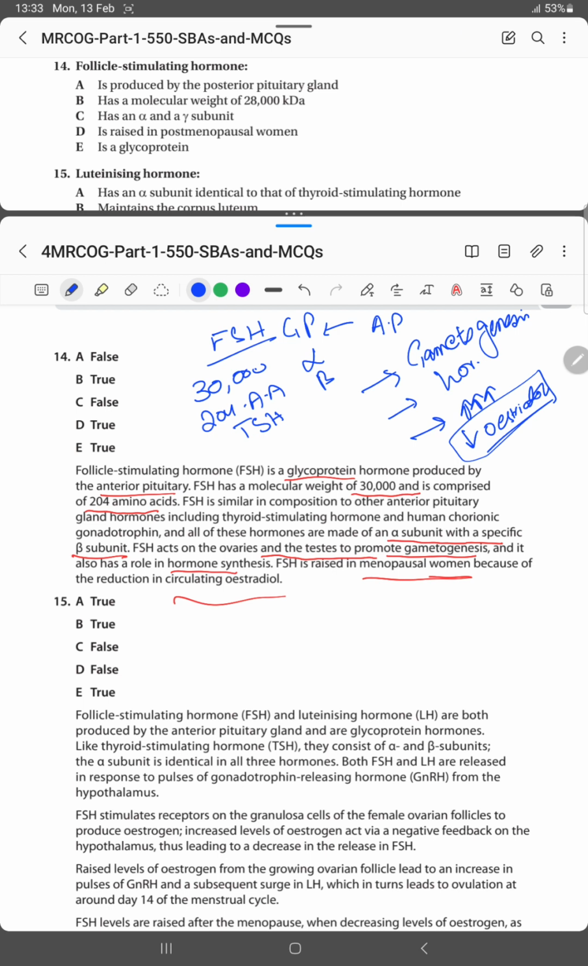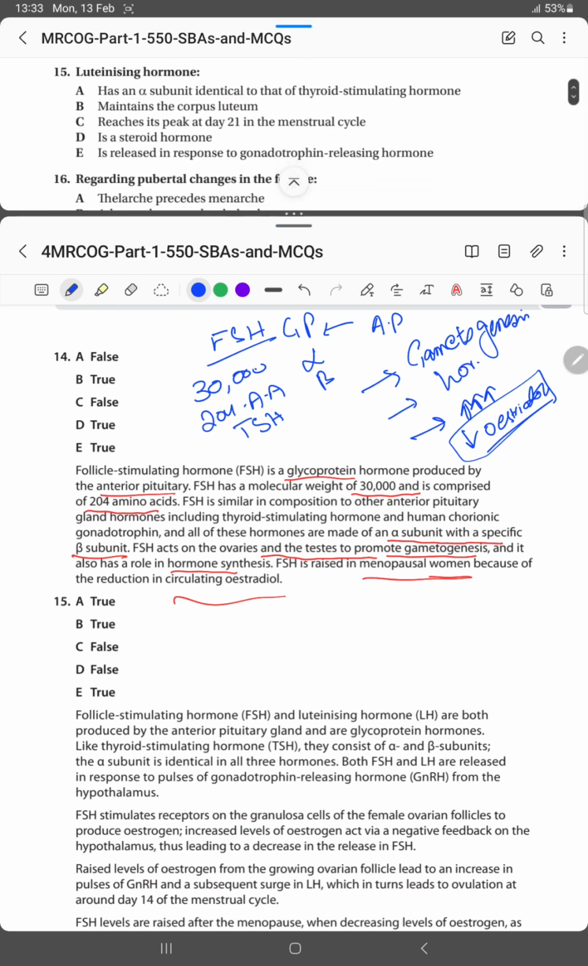Let's move to our options. It is produced by the posterior pituitary gland. No, option A is false because it is produced in the anterior pituitary gland. It has a molecular weight of 28,000 daltons. Yes, it has a weight of around 28,000 to 30,000. It has alpha and gamma subunits. No, it has alpha and beta subunits. It is raised in post-menopausal women. Yes, that is true. And it is a glycoprotein. Yes, again, this option is true.